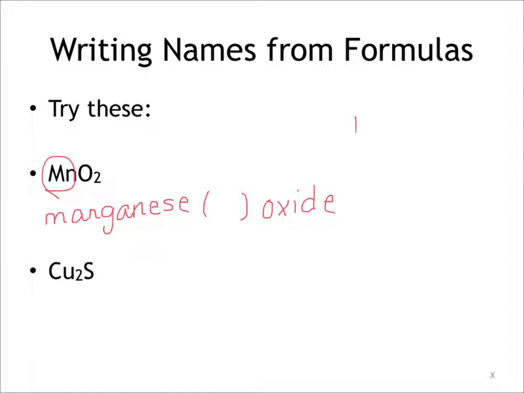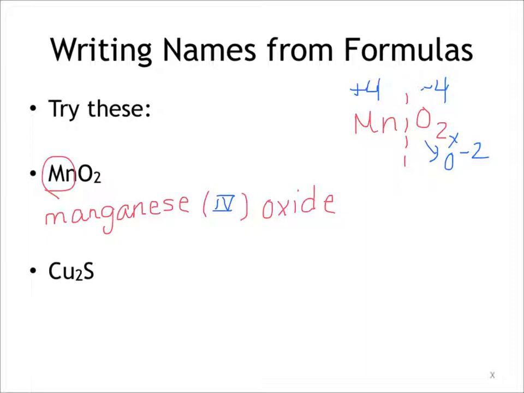So let's use our trick for this. And we'll put O2 on the other side, and we'll draw a line down the middle. Oxygen is -2. -2 times 2 is equal to -4. This whole side has to be +4. There's only one manganese, so my Roman numeral is 4.